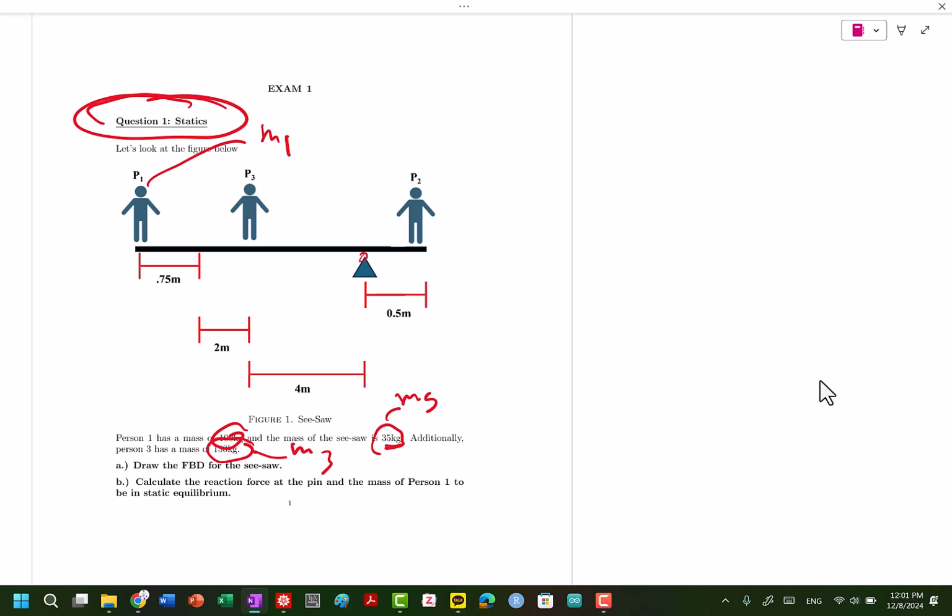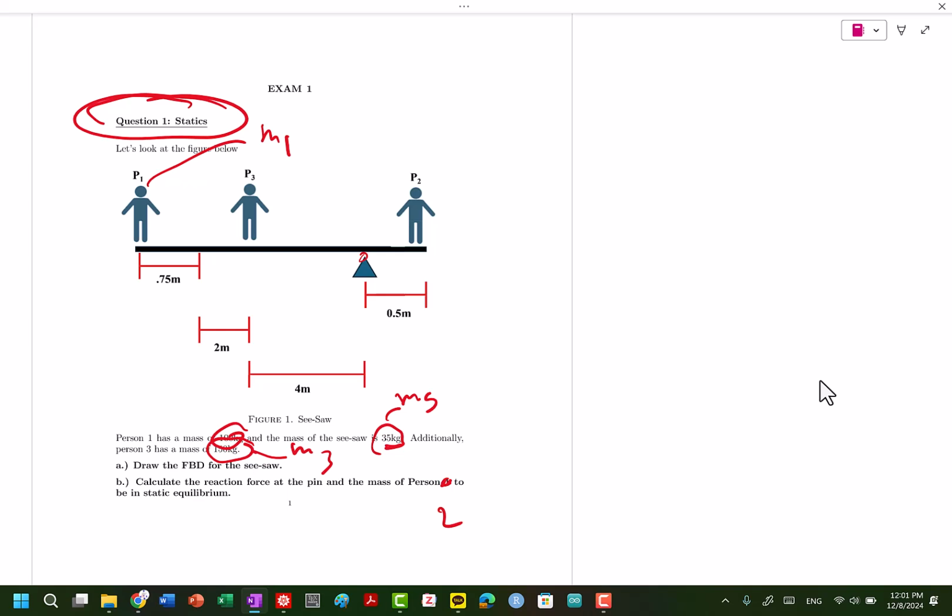and the mass of person, typo. So not the mass of person 1, mass of person 2. So I'll make sure to make that change. Actually, we'll just leave it. It's a typo, but we'll get it, and we'll get it ready to go.